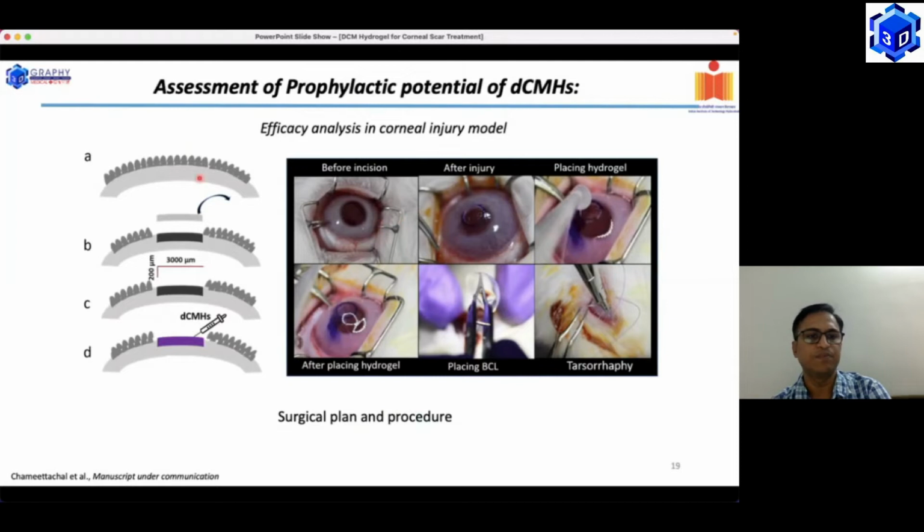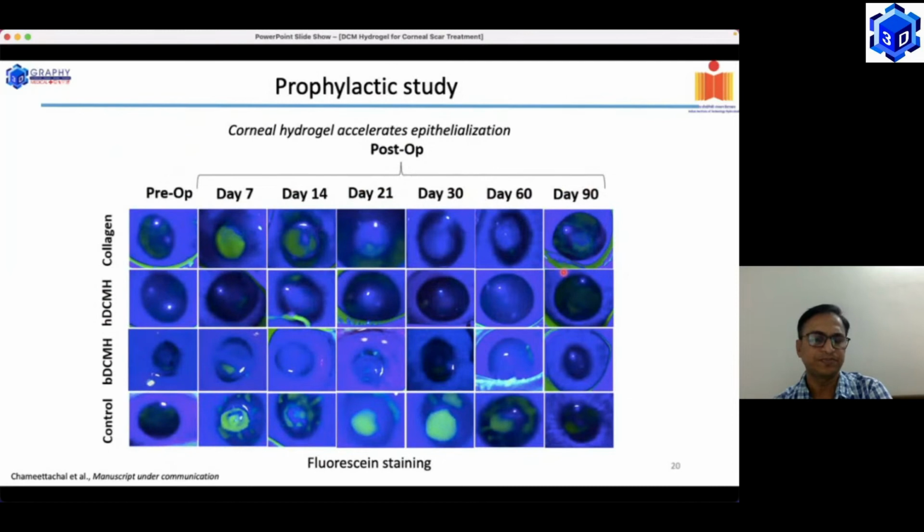What we have done, we have created a defect in the cornea. So we have removed the epithelium. Also, a part of the stroma is removed by surgical method, and then we put our hydrogel in this gap, and then we ask whether this hydrogel is able to support corneal matrix regeneration and also reepithelialization. So both these things, and these are some pictures from our in vivo study, and this is the fluorescence staining assay over a period of 90 days for all the different groups.